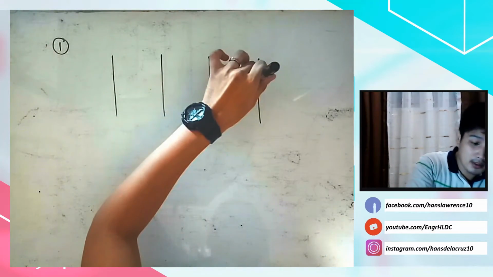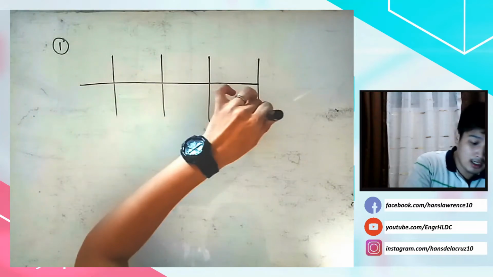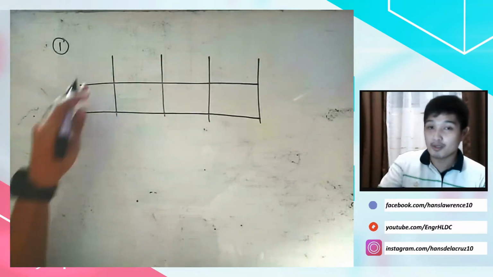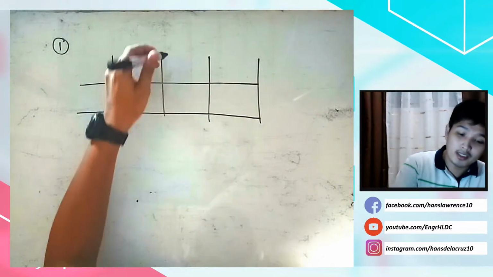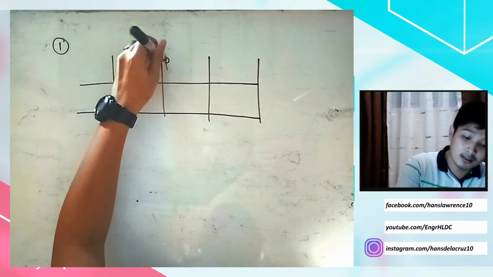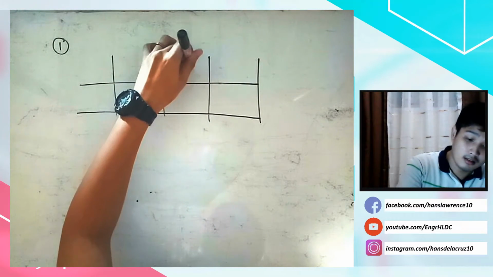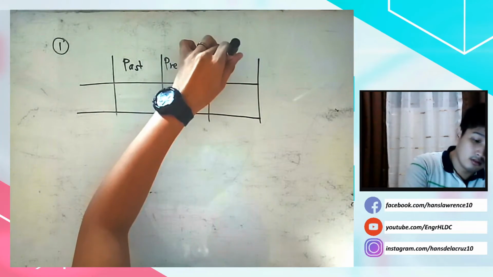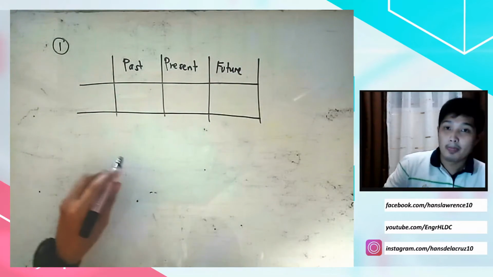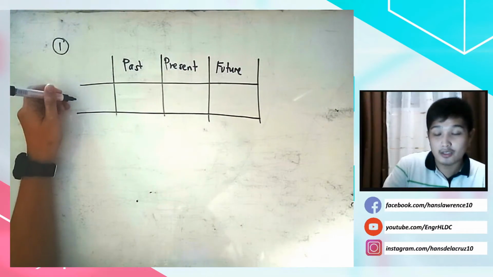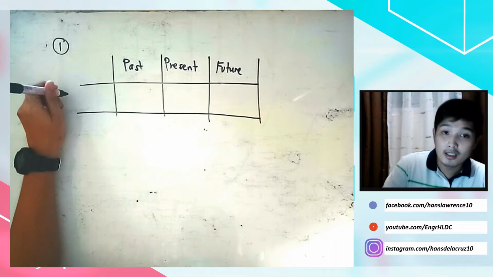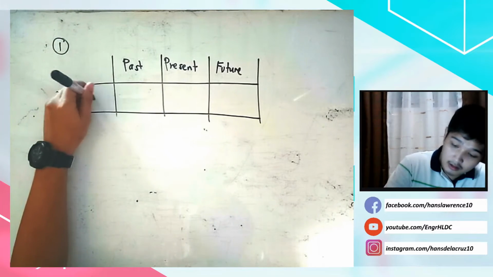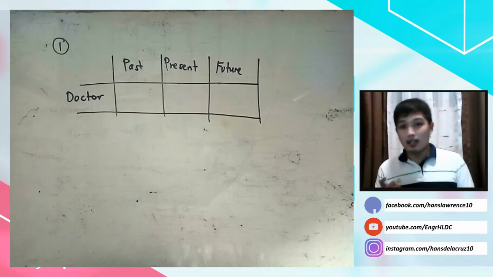Sa umpisa, simple pa lang, pero pag dumating tayo sa mga last problems natin, medyo nagiging complicated na, pero same solution lang ang gagawin natin. Represent natin tong sa gitna as the present, dito yung past, at ito yung future. Dito lagay natin yung mga character na involved. Sa problem number 1, ang character lang ay yung doctor. Simple lang ang solution.